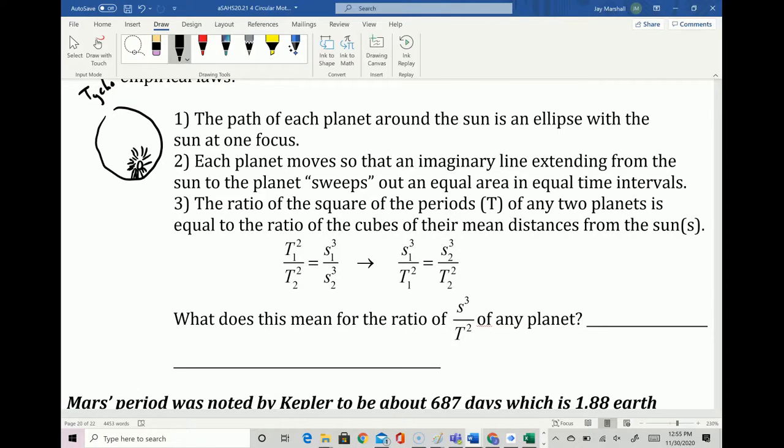The path of each planet around the sun is an ellipse with the sun at one focus. Okay, and I'm sure you've heard that our orbits are elliptical and the sun is at one focus. It's not quite that bad. It's a little bit more like this.